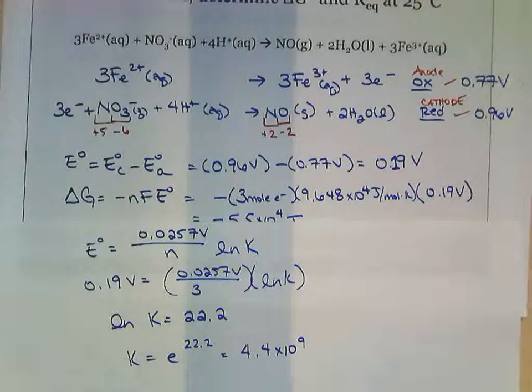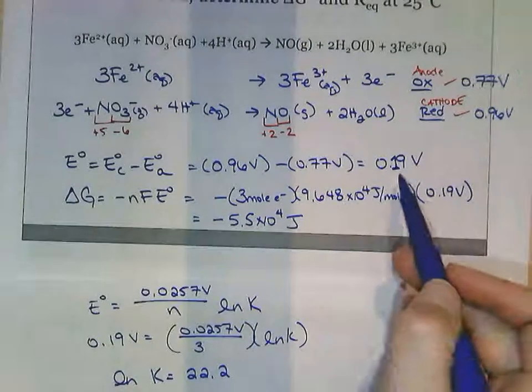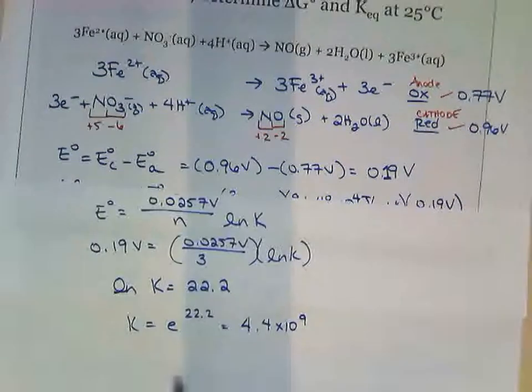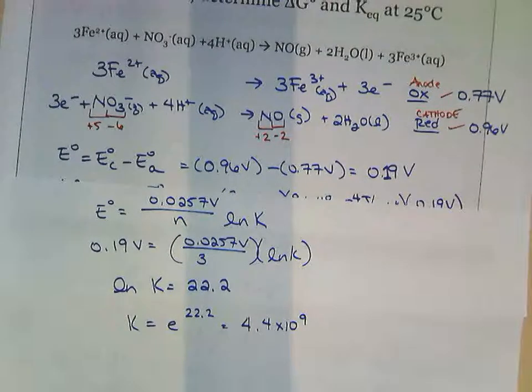Does that match up with our spontaneity for everything else? Good. They should all tell you the same piece of information. If it's spontaneous for E, then it should be spontaneous for G, then your K should be much greater than 1. Okay.